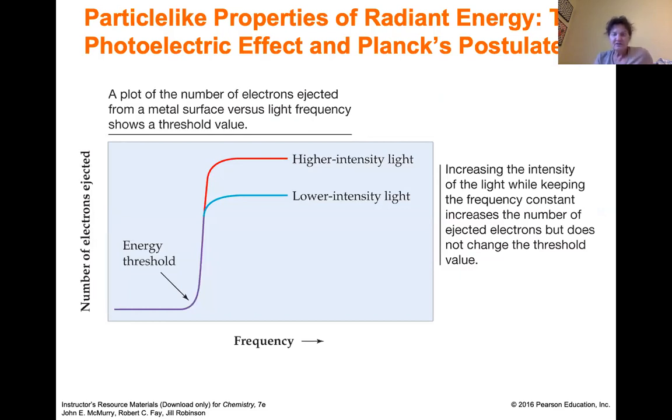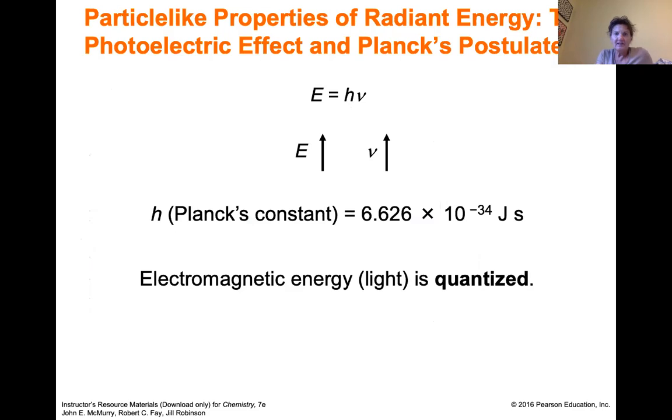So it shows you that you can be bombarding the surface with some frequency of light. So frequency is increasing on the x-axis, and the number of electrons ejected can be 0 till all of a sudden you hit some frequency where it goes straight up. Doesn't matter if the light's intense or not intense, so doesn't matter if it has a high amplitude or not. You're going to hit a point where you start to eject electrons. And if it's lower intensity, you'll just eject fewer, but that threshold frequency is always the same for a particular metal.